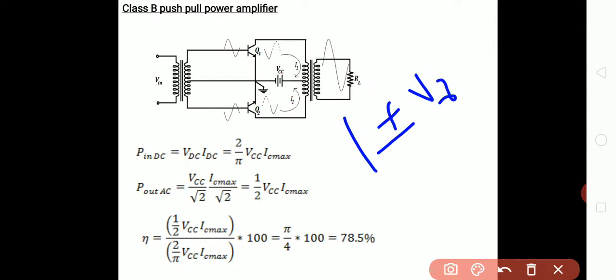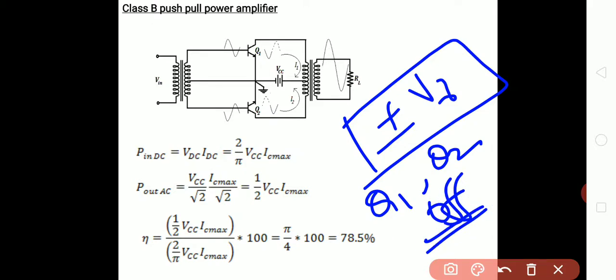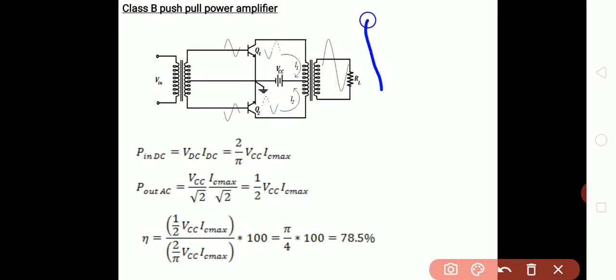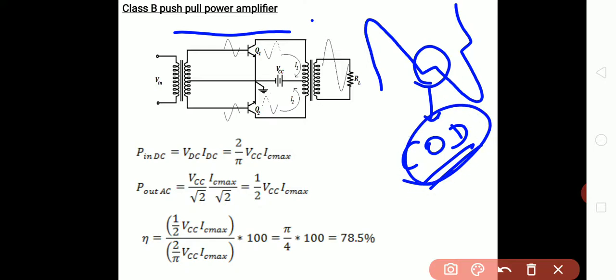So when the input lies in between plus or minus V gamma, Q1 and Q2 both will be in off state. Because these two are in off state, the output will not be exactly a sinusoidal signal. In the case of large signals, this distortion can be removed. But in the case of small signals, the output will be something like this. And these distortions are known as crossover distortions. So the drawback of the push-pull power amplifier is that it is going to increase the efficiency, it is going to reduce all the harmonic distortion, but it is going to create crossover distortions.